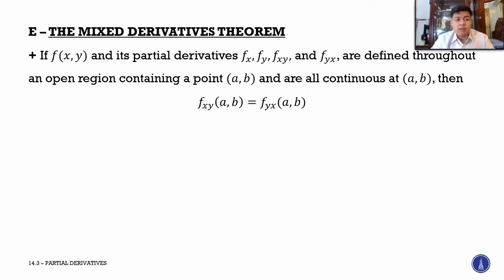Moving on, the mixed derivative theorem. This theorem states that if a function f of x and y and its partial derivatives fx, fy, fxy, and fyx are defined throughout an open region containing a point a, b, and are all continuous at a, b, then fxy at the point a, b equals fyx at the point a, b as well.